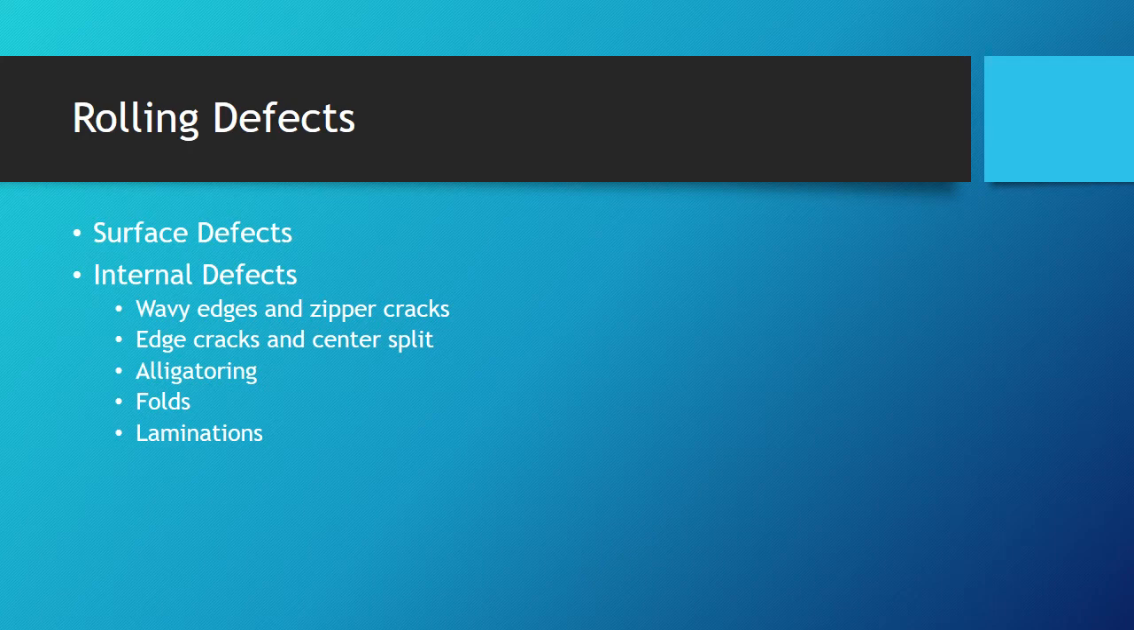Internal defects are further classified as wavy edges or zipper cracks, and they can be further classified into edge cracks and center splits, alligatoring, folds, and laminations.